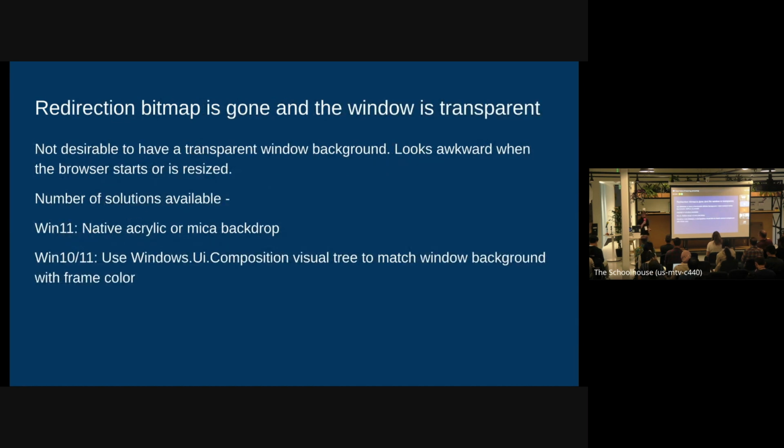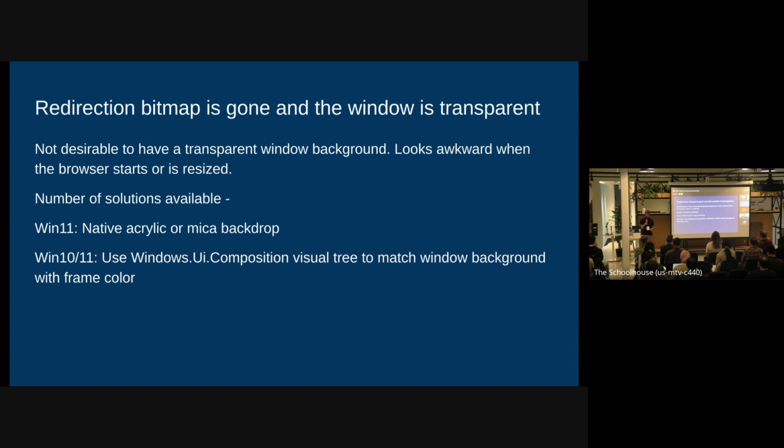So with the redirection bitmap gone, we still need to replace it with something. Otherwise, you'll just have a transparent window. So on Windows 11, what we can do is have DWM create a backdrop, and that could be an acrylic or a mica effect. And that allows us to save memory by not needing a window-sized texture.